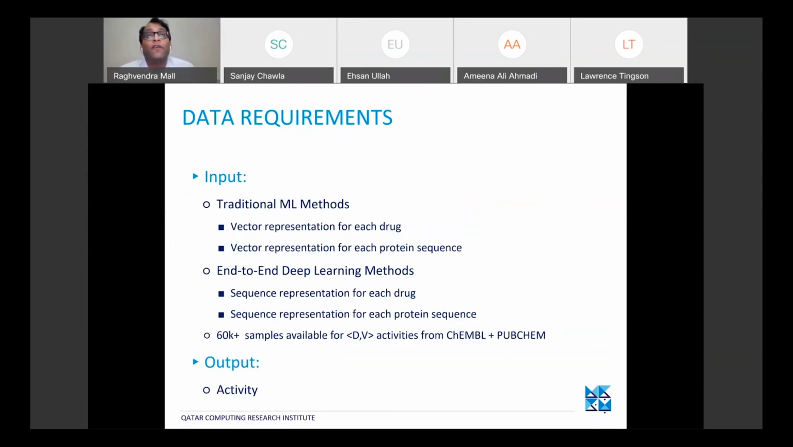Given that, we have explained that for the traditional machine learning model, we need the vector representation of the drug and the vector representation of the protein sequence, whereas we can also make an end-to-end deep learning model where we directly use the sequence representation of the drug and of the protein. As I mentioned through the question that Sanjay asked, by doing data integration we have more than 60,000 such samples of drug-virus activity information from ChEMBL and PubChem. Our ultimate goal is to estimate this function using both traditional machine learning methods as well as end-to-end deep learning.